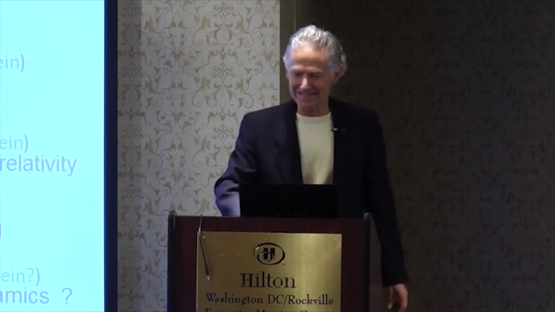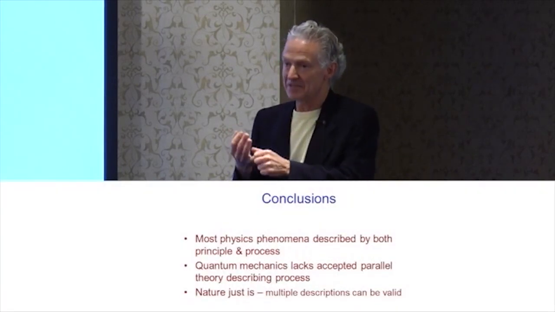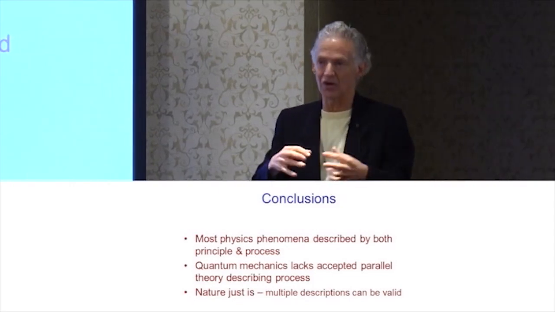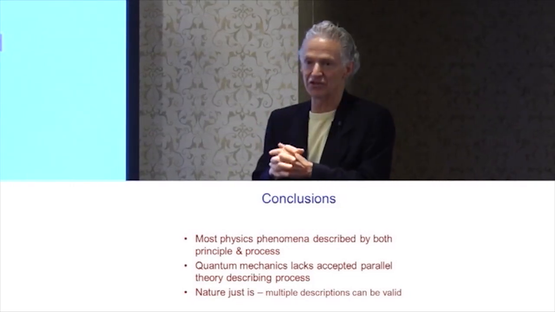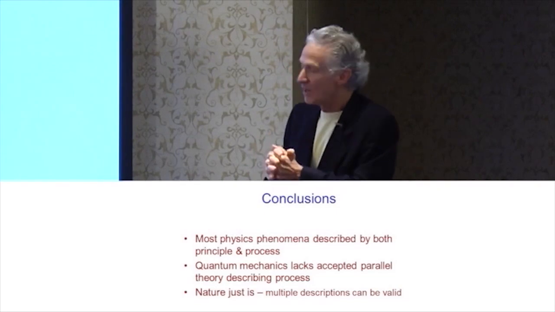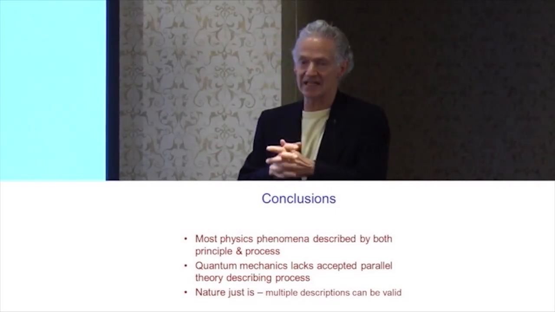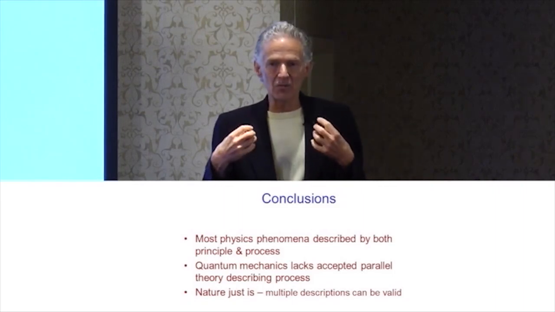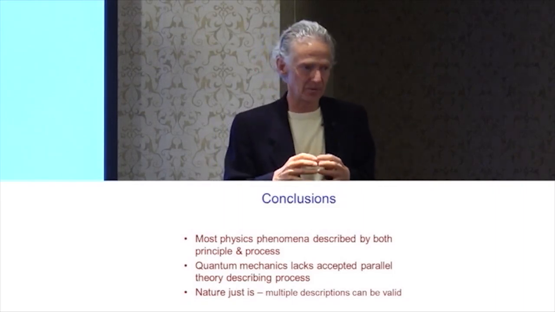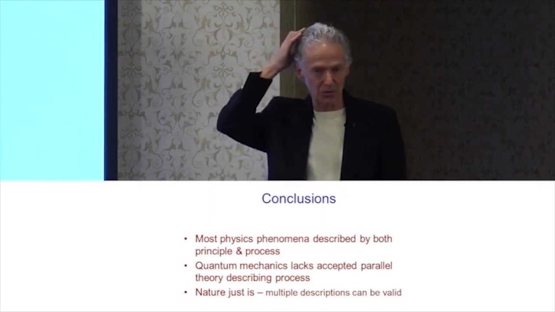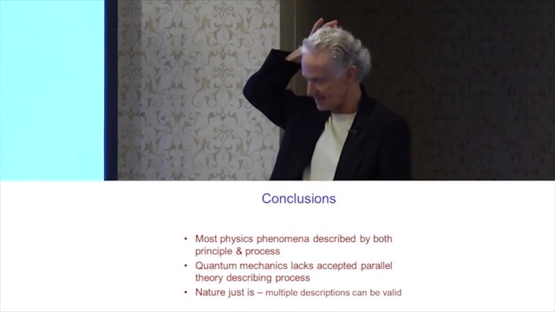So let's see. What do we get from this? Most physical phenomena can be described by two different approaches. One that I'm calling process, one that I'm calling principle. Sort of a dualistic approach. Quantum mechanics lacks an accepted theory describing the process. And from at least my way of understanding, this is the problem with quantum mechanics. This is what we need to balance what we understand in quantum mechanics.